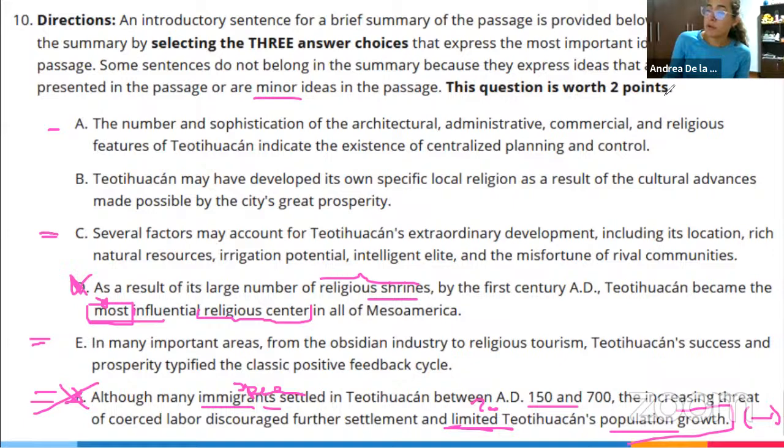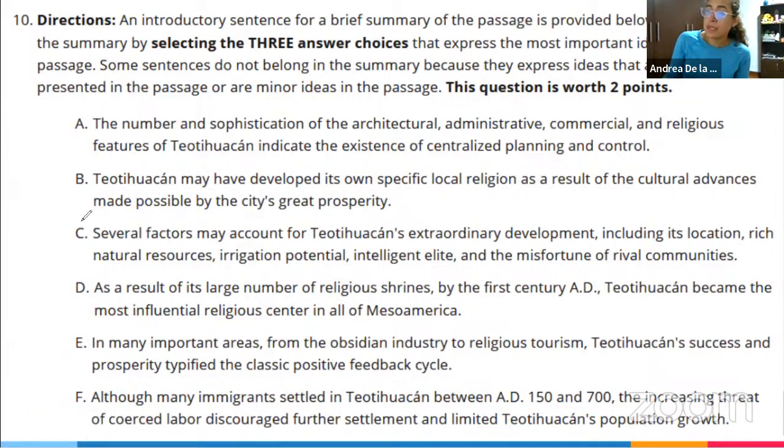Now, if you guys compare those options to, for example, option C, as you guys said, it's completely different, because option C talks about many different things. And it has the word development, which is really key. They say several factors may account for Teotihuacan's extraordinary development. This is good because it was a positive thing. They talk about a great development, including location, natural resources, irrigation, the elite, rival communities. So look at how they talk about different factors.